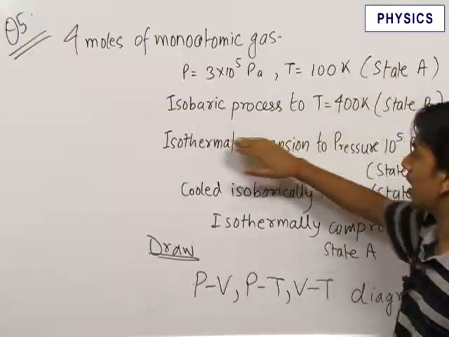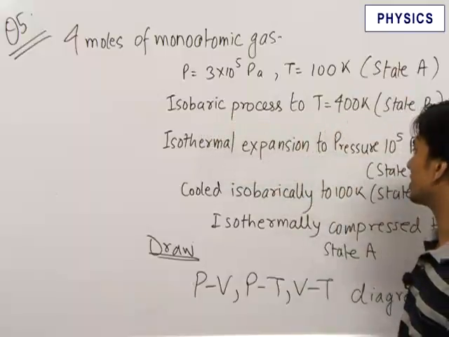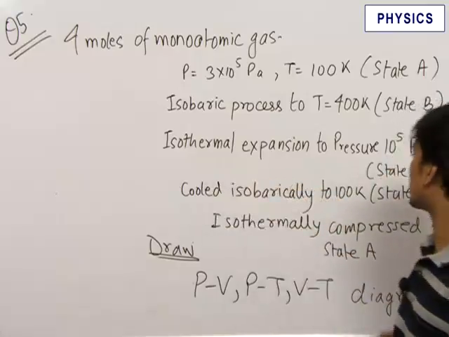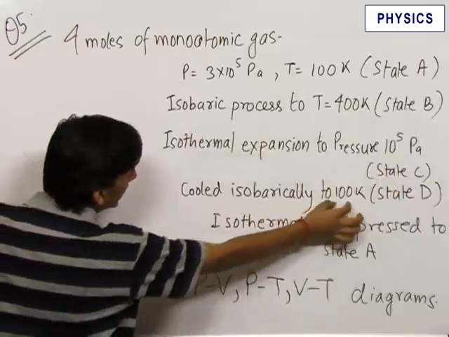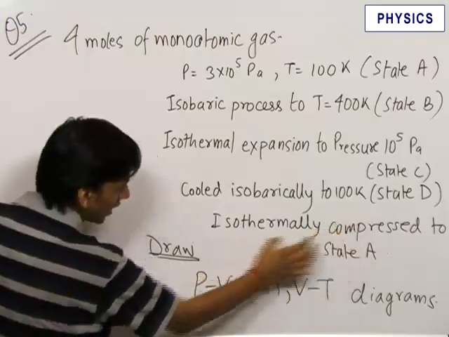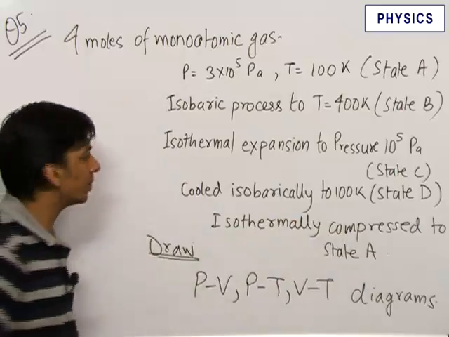From state A, it undergoes an isobaric process to T equal to 400 Kelvin. This is state B. Then it undergoes isothermal expansion to a pressure of 10^5 pascals. This is state C. And then it is cooled isobarically to 100 Kelvin, state D. And then it is compressed isothermally back to state A. So we need to draw the PV, PT and VT diagrams qualitatively.